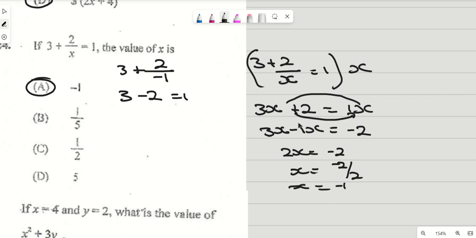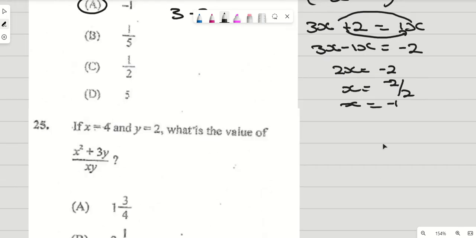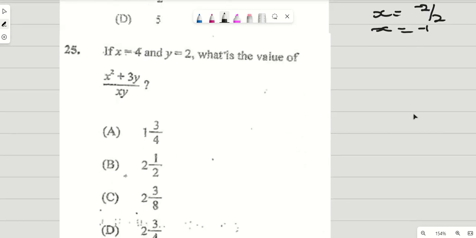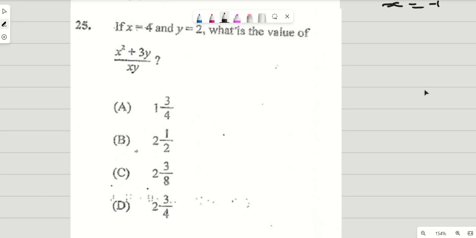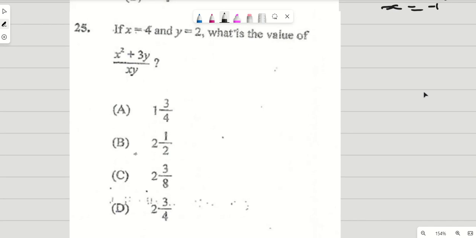This is the next way, right? This way is very long, so you can stick to using your answers. This one, I believe we had this already, and the answer was 2 3/4, if I'm not mistaken. This was D, but let's check it out to make sure.